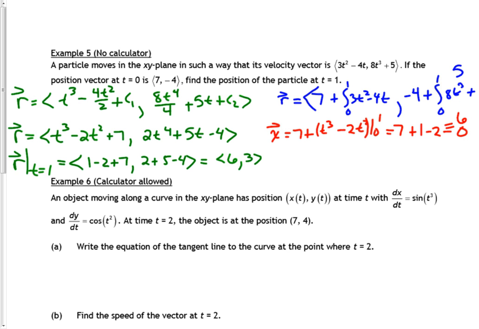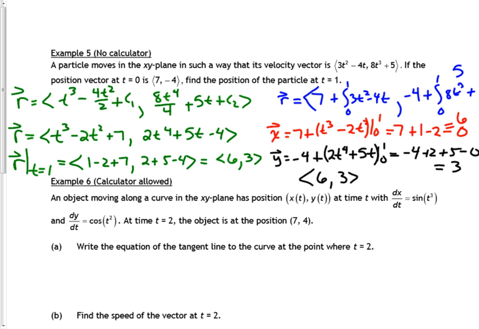And then I'm going to go ahead and do the same thing with the y component, which is going to be negative 4 plus, and this antiderivative we found was 2t to the fourth plus 5t from 0 to 1. And that will be negative 4 plus 2 plus 5 minus 0. And that, again, is going to be 3. And so that's just another way that we can solve it, 6 comma 3.